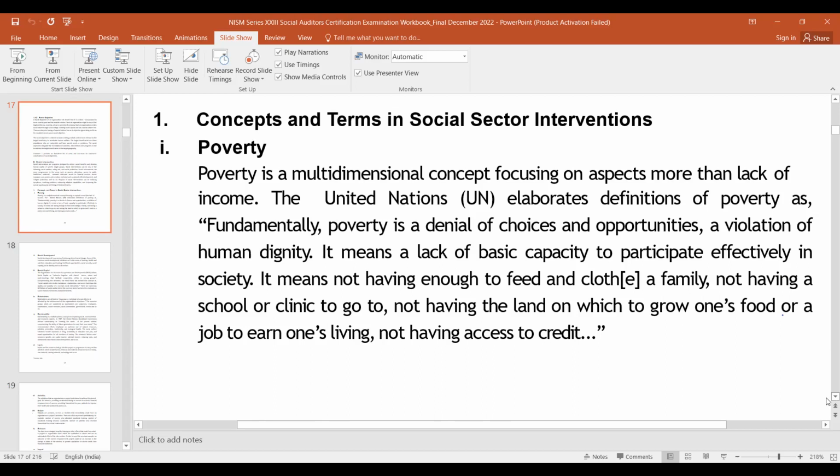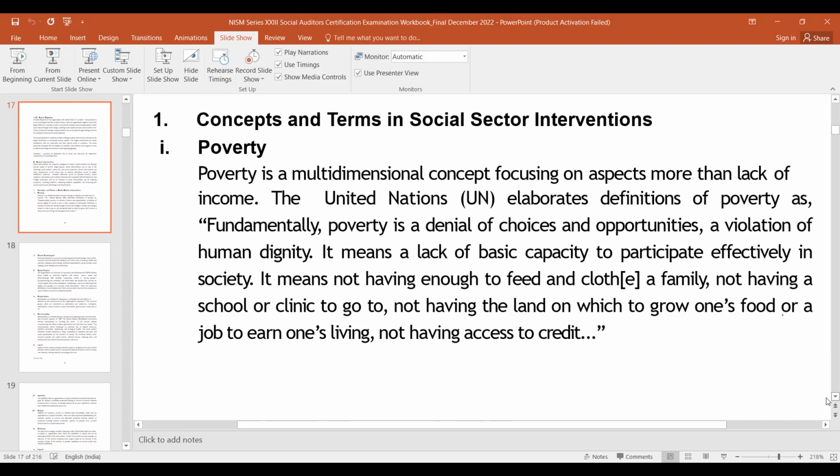United Nations elaborates the definition of poverty as: fundamentally, poverty is a denial of chances and opportunities, a violation of human dignity. So it means a lack of basic capacity to participate effectively in society. So poverty is not merely lack of income. It is much more than that. So basically, a poor person cannot participate effectively in society. He lacks that basic capacity.